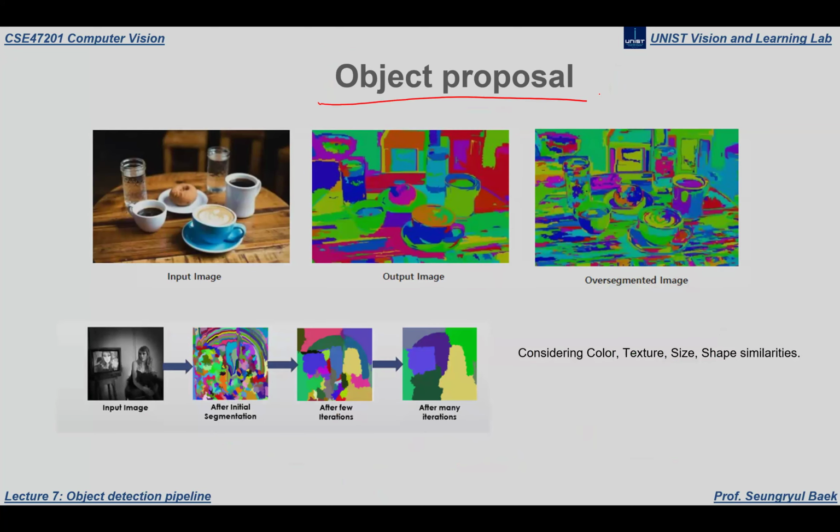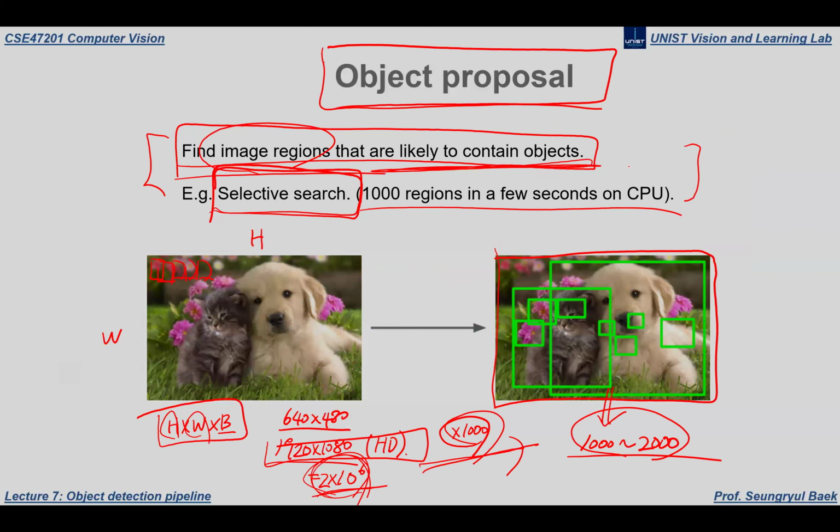And this is an example of the selective search algorithm. So then you may question where the object may appear. We are saying that we want to find some regions that are likely to contain an object inside. But how can we discriminate the regions that may contain an object or not? That is the next question.